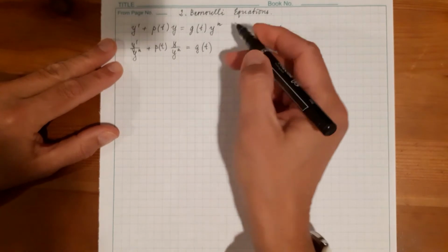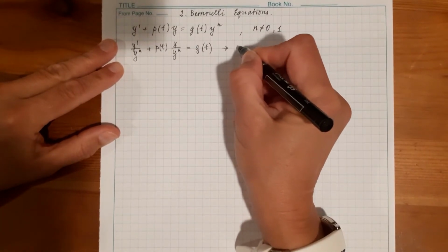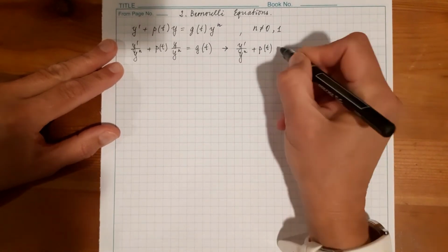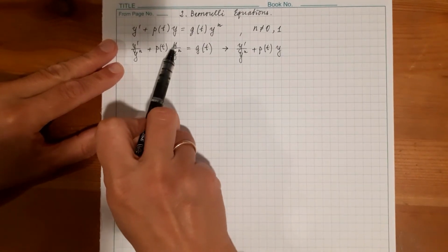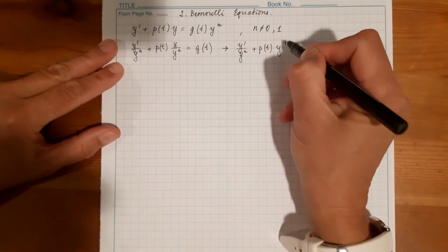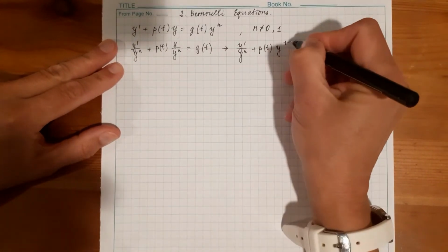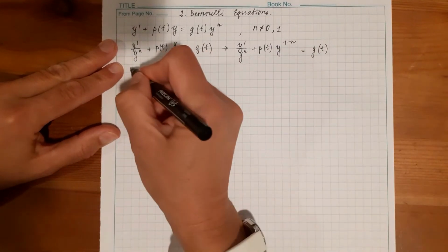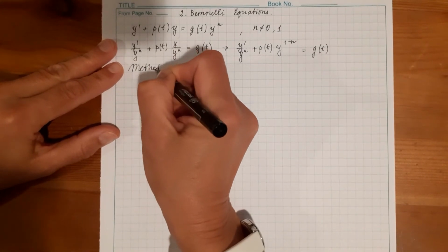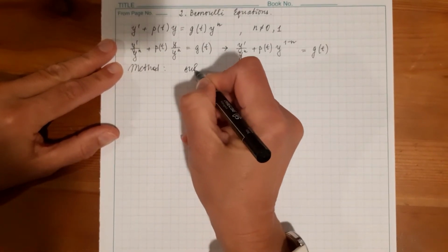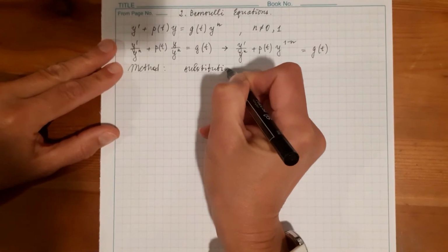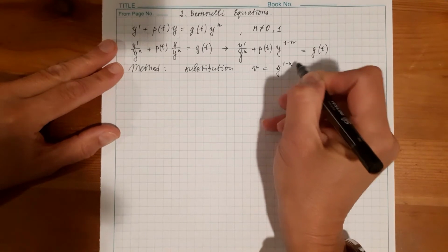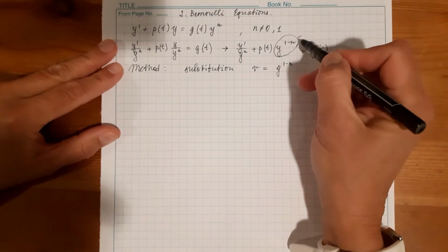I'm going to simplify this expression a little bit and write it down like this: y prime over y to the power of n plus p of t y. Well, guys, it's very easy to simplify this. That's y to the power of 1 on the top, right? And the other y sits on the bottom, so it's y to the power of 1 minus n, equals g of t. Now I'm going to suggest a substitution method: v equals y to the power of 1 minus n. So we are actually setting this term equal to v.